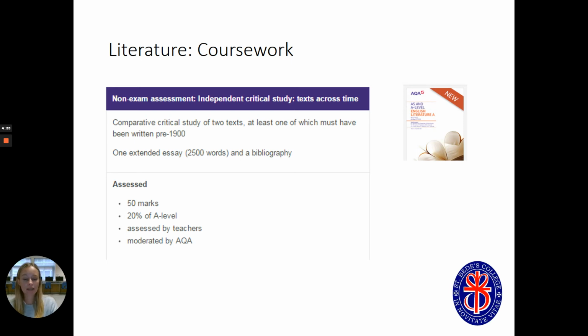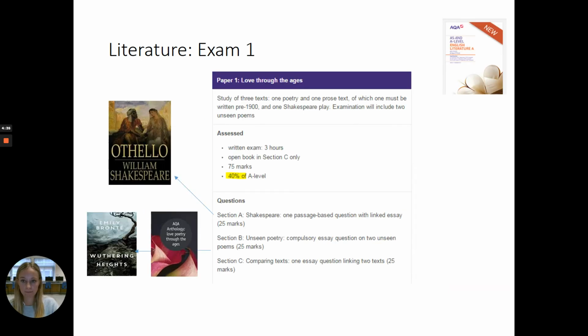Okay, so you've got two exams and there'll be 40% each. Talking about exams, exam 1 is Love Through the Ages. You study 3 texts, 1 poetry, 1 prose, of which one must be written pre-1900s, and 1 Shakespeare play.